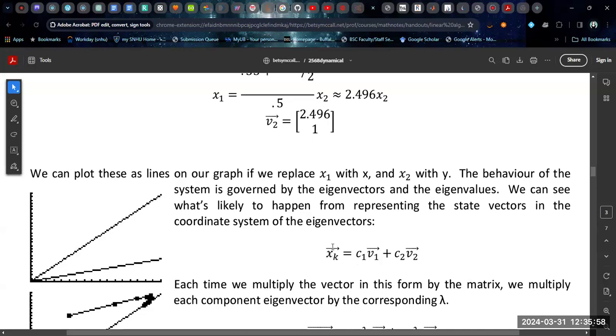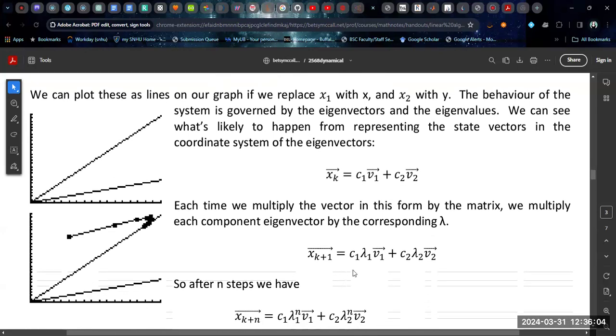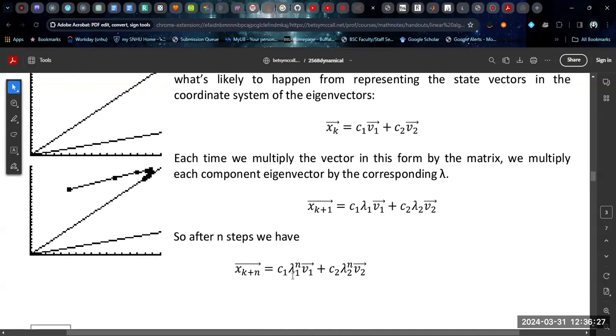And then if we start out, let's say, representing x sub 0 in this form, then when we apply the matrix A, the next step is simply going to be multiplying the first eigenvector by lambda 1 and the second eigenvector by lambda 2. That's how it's adjusting that linear combination. And so if you proceed n steps, then you have lambda 1 to the n times your first eigenvector and lambda 2 to the n times your second eigenvector.